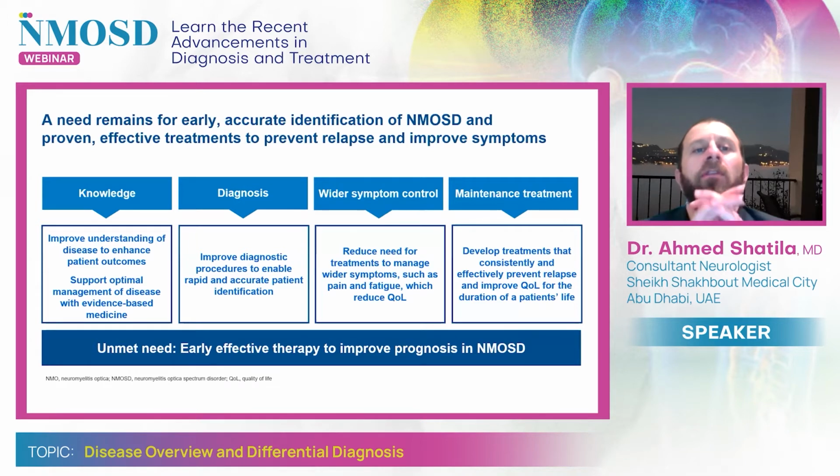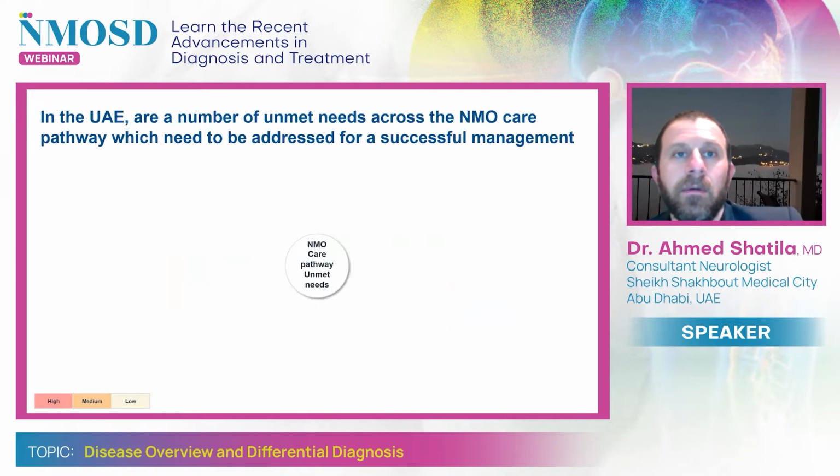What about the diagnosis? We need to improve diagnostic procedures to enable rapid and accurate patient identification. We need wider symptom control. We need to reduce the need for treatments to manage wider symptoms, such as pain, which is very common, and fatigue, which reduce the quality of life. Finally, maintenance treatment. We need treatments that are consistently and effectively able to prevent relapses, improve the quality of life, improve mortality, and prevent relapses.